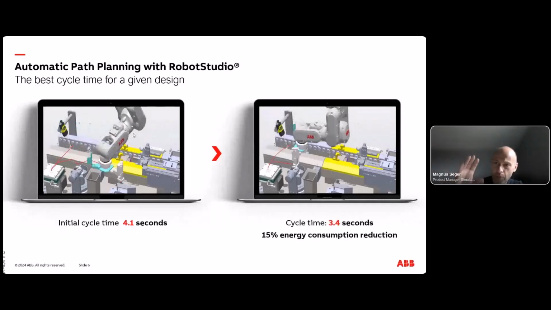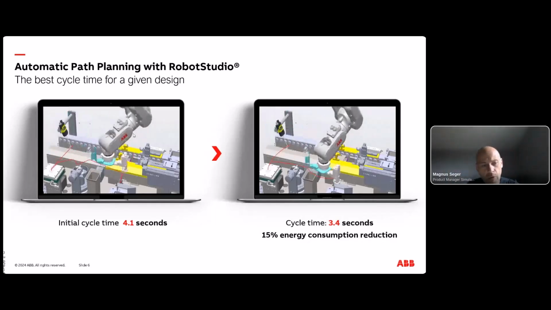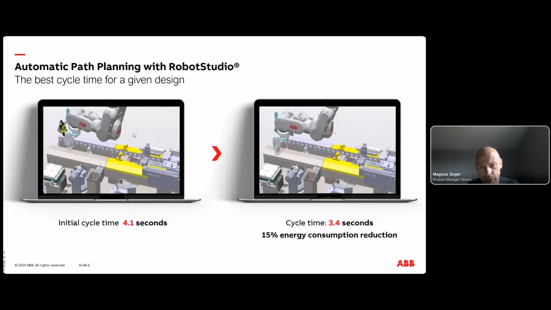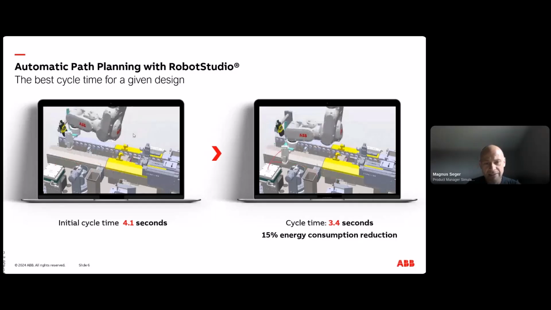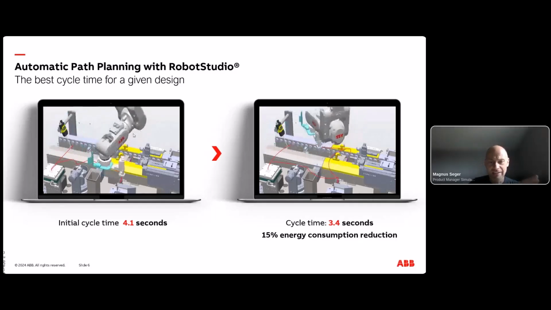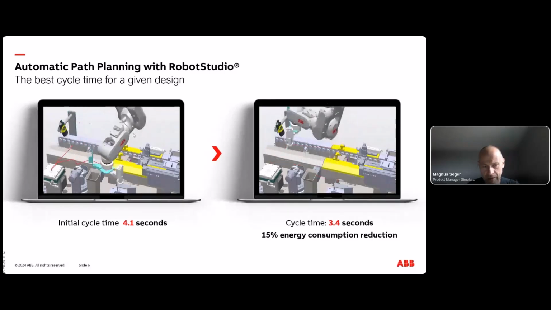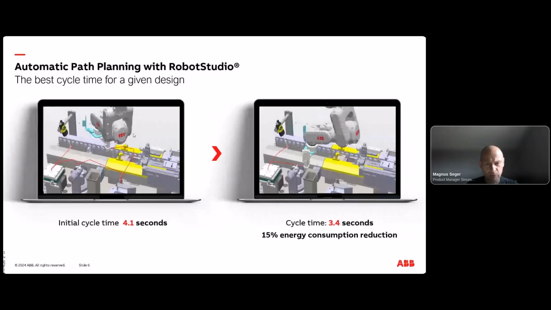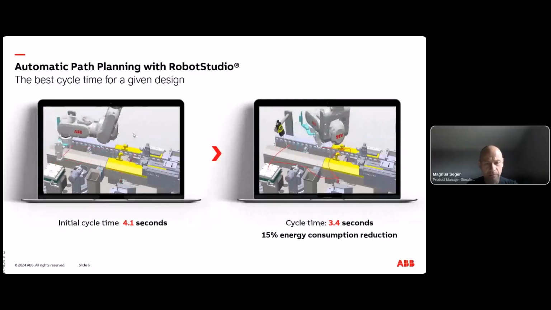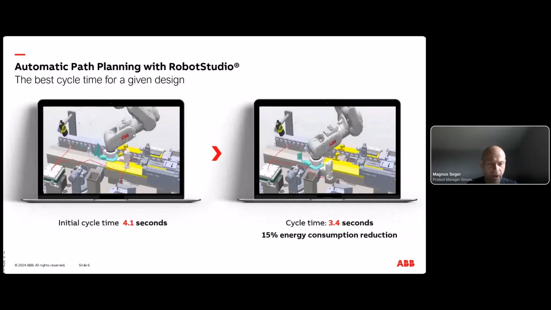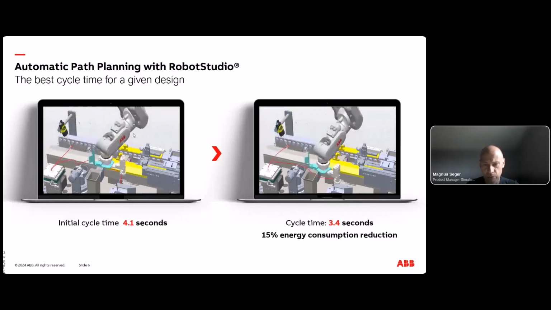Instead, if we let RobotStudio's collision-free automatic path planning do the path for you, you can almost see how much smoother and how much faster the robot goes. And by just this short, one-click selecting of the targets, we were able to reduce the cycle time by 20%. And as a bonus, we take a more time-optimal path. We can even reduce the energy consumption as well, in this case by 15% compared to the initial programmed cycle. And that is kind of cool.